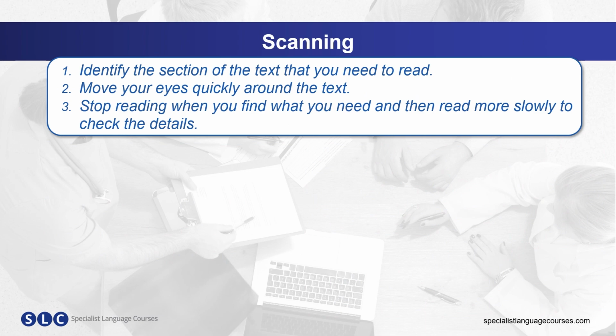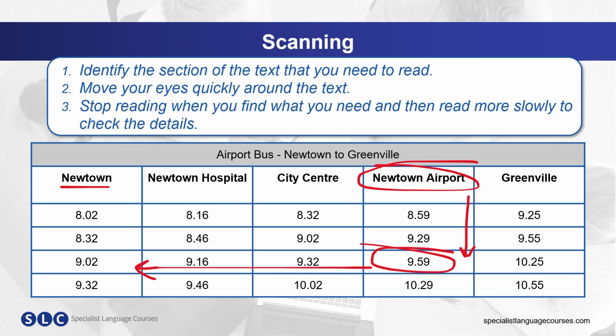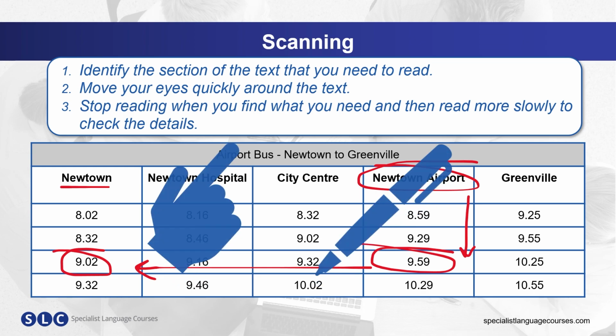For example, here we have a bus timetable. If you were leaving from Newtown and needed to get to Newtown Airport by 10:15, you would scan to find Newtown Airport, look for a time that arrives before 10:15, for example, the bus that arrives at 9:59. You would then scan to see what time that bus leaves from Newtown, which is 9:02. It's a good idea to use your finger or a pen to help you scan.